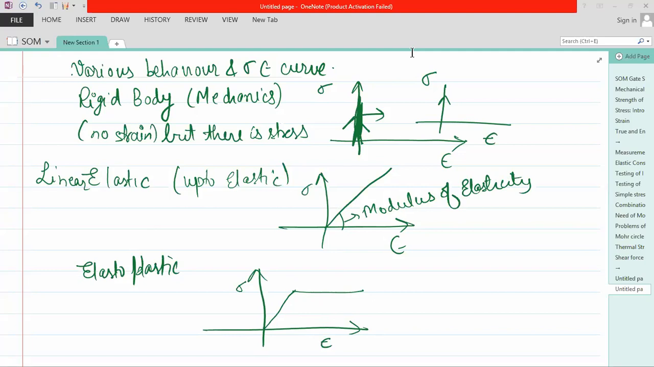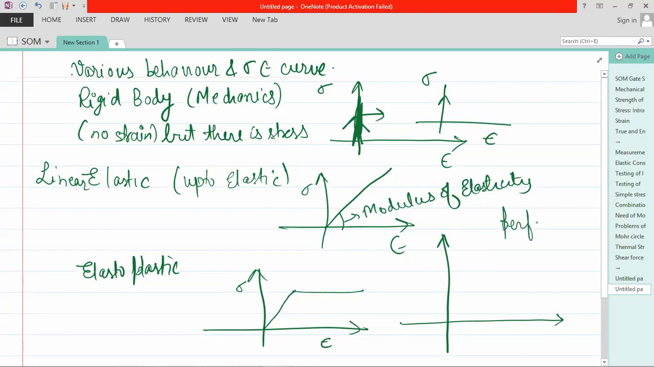It will come sometimes in your exams. Okay, I am moving ahead. I hope everyone is drawing it. Now, I am going with perfectly plastic. For perfectly plastic, it should be like this. Perfectly plastic means it should be like this. This means a large amount of deformation for the same amount of stress.